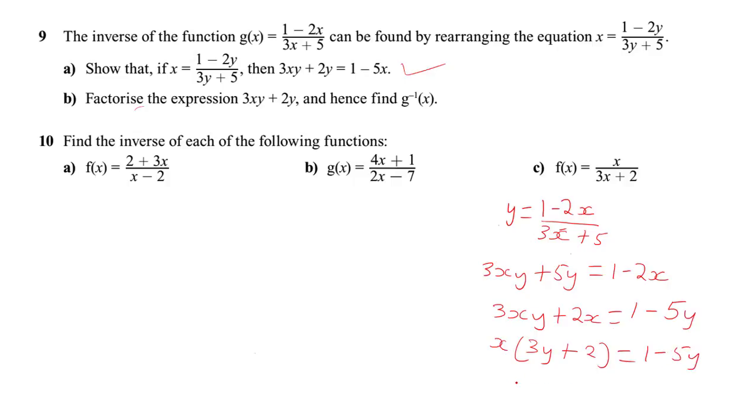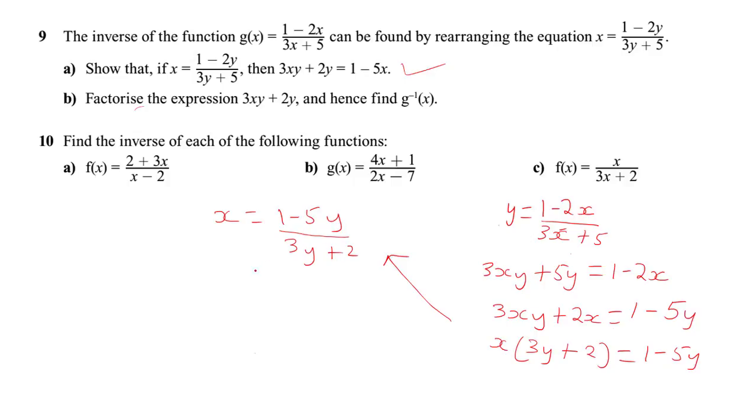Then the next thing now is to basically just make x the subject. So I'm going to have x equals 1 minus 5y. You're going to need to divide both sides by this here because I've got x times 3y plus 2. So you divide this side by that. So you're going to have divided by 3y plus 2. Okay, so that is our inverse function.